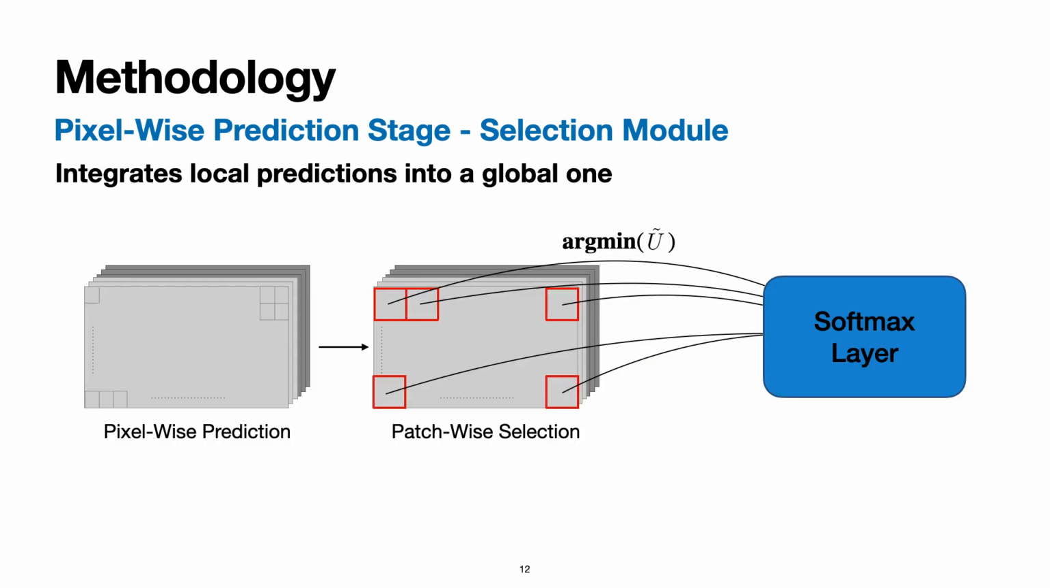The selection module first splits the entire pixel-wise predictions and uncertainty into patches, then finds the lowest uncertainty value and the corresponding pixel index in each patch. These uncertainty values are fed into a softmax layer to obtain the weight of each patch for the local VO prediction. Finally, the global VO prediction is calculated by the weighted sum of the local VO predictions.